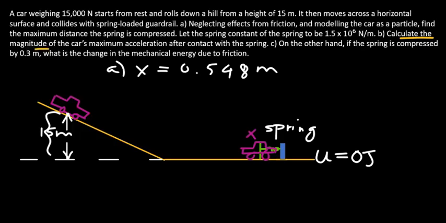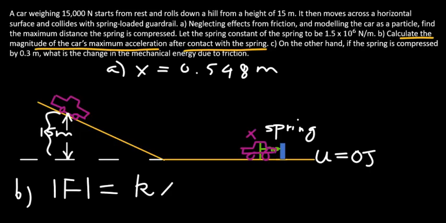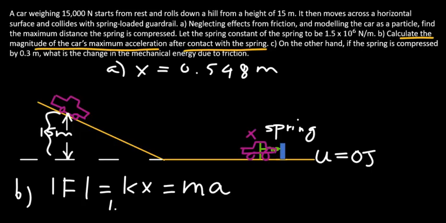Now let's look at part B. Calculate the magnitude of the car's maximum acceleration after contact with the spring. The spring force, the magnitude of it, is given by the spring constant times the compression distance, and using Newton's second law, equals mass times the acceleration of the car. Now k is 1.5 times 10 to the power 6 newton per meter. The compression has been found in part A, 0.548 meter.